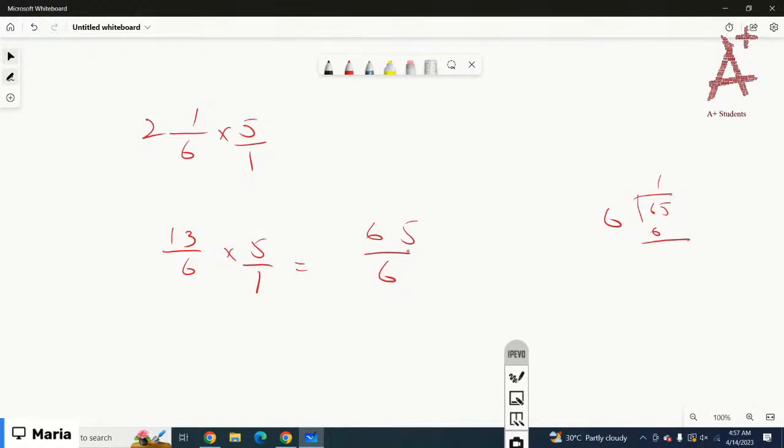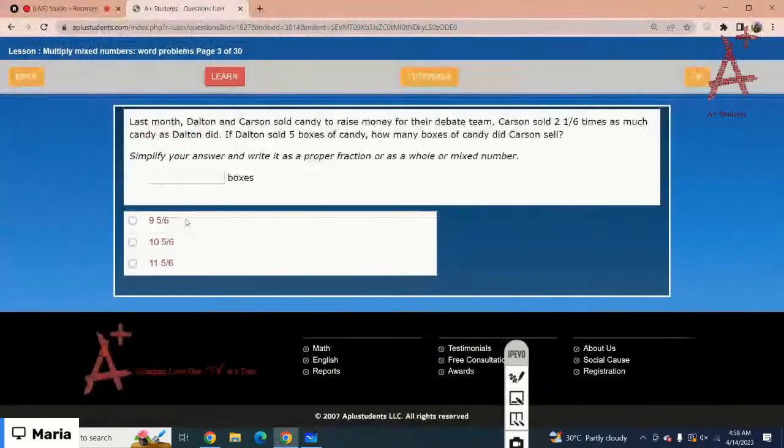6 times 1 is 6. 6 times 0 is 0. And here you have 5. So it would be 10 whole 5 over 6. Got it? Yes, option number 2 is the correct option. Okay.